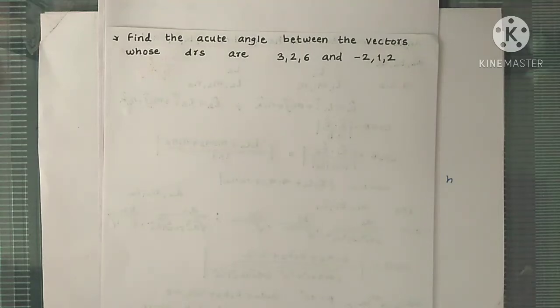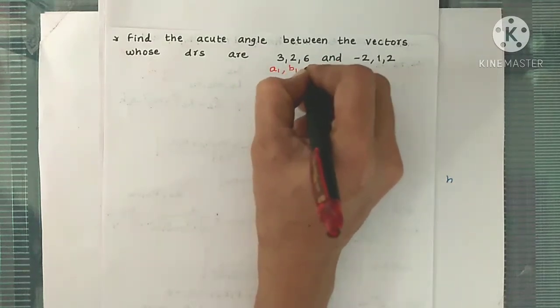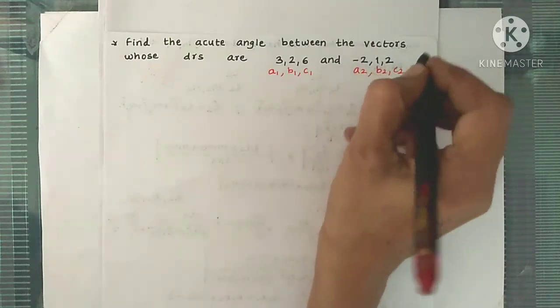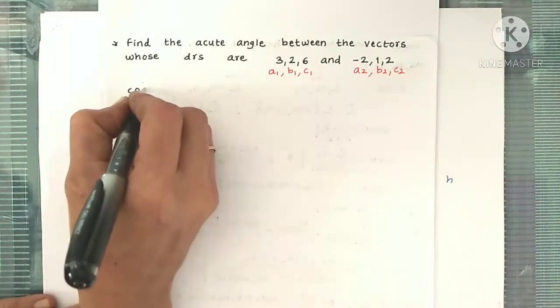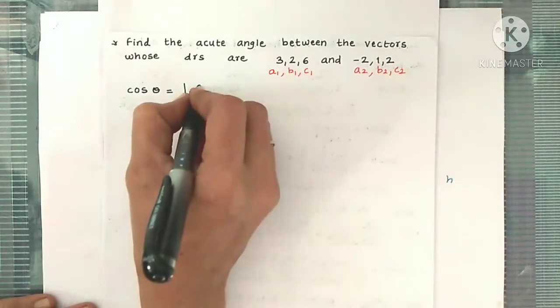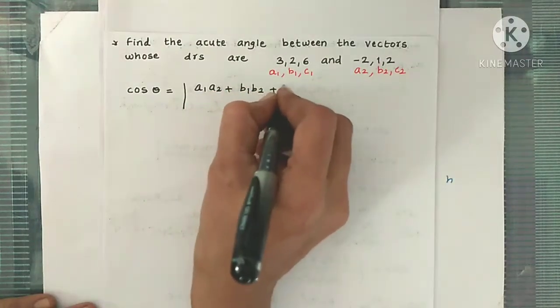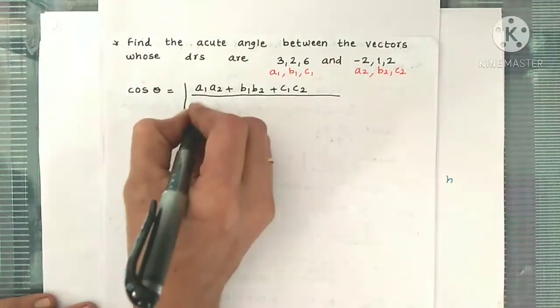Find the acute angle between the vectors whose direction ratios are 3, 2, 6 and minus 2, 1, 2. So we have been given the direction ratios of 2 vectors. That means we have a1, b1, c1 and this other set is a2, b2, c2. And we have to find theta. We have the formula for cos theta, so let's write the formula and substitute the values. The formula is a1 a2 plus b1 b2 plus c1 c2 divided by root of a1 square plus b1 square plus c1 square.